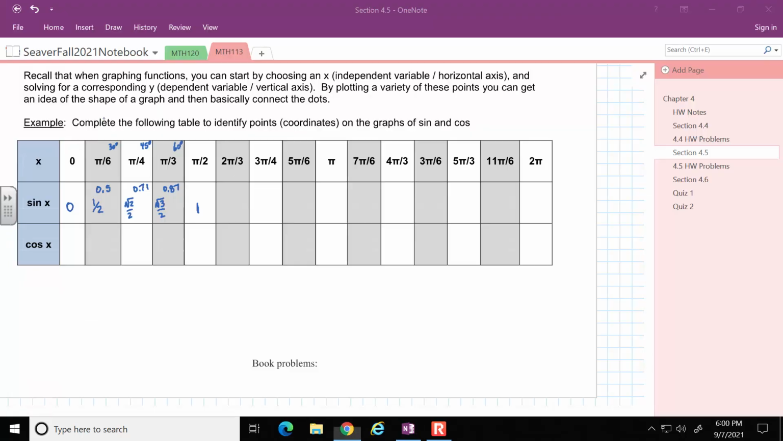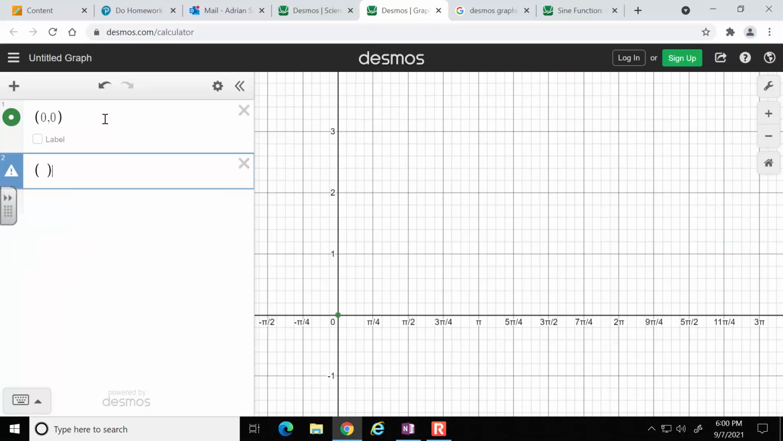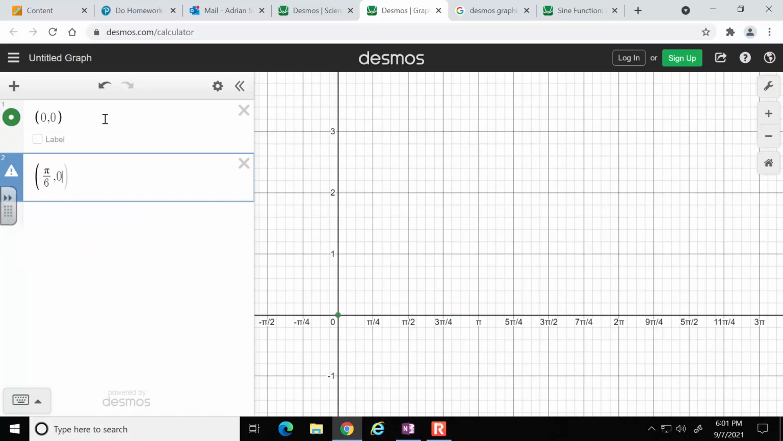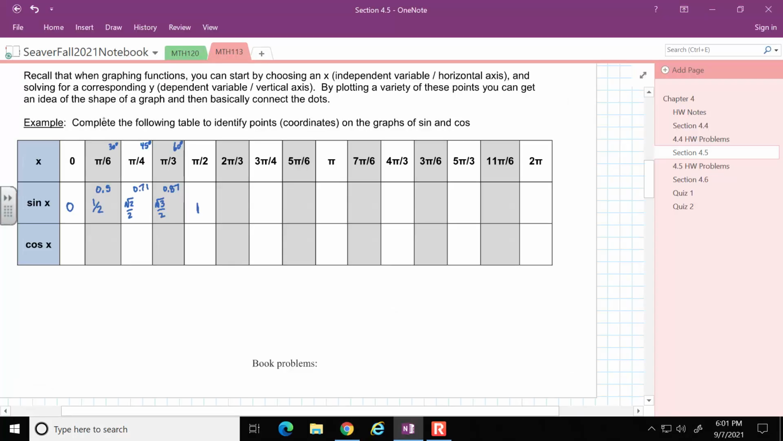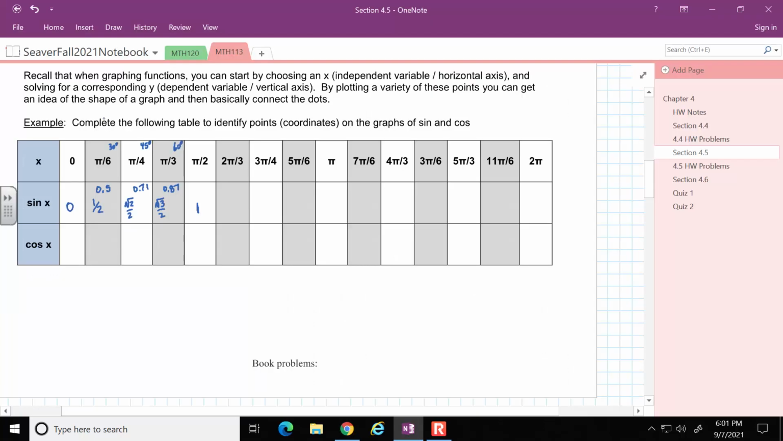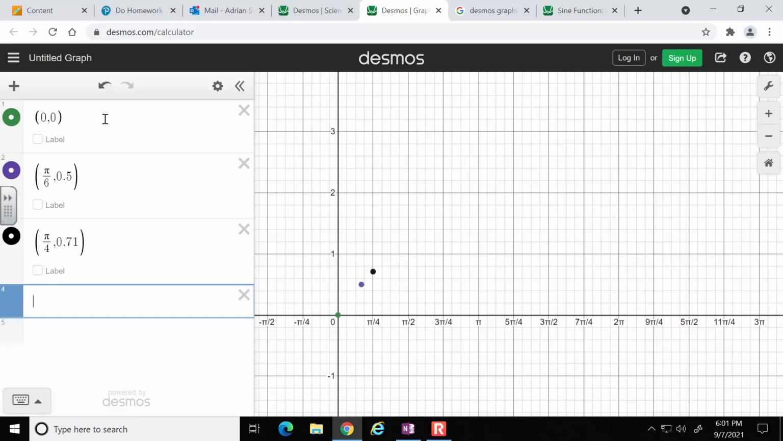I've got pi over 6, comma, and then the decimal value we said was about 1/2. Okay, so we've got a couple points, and then we've got pi over 4 and 0.71. Okay, another point, and then we've got pi halves and 1.